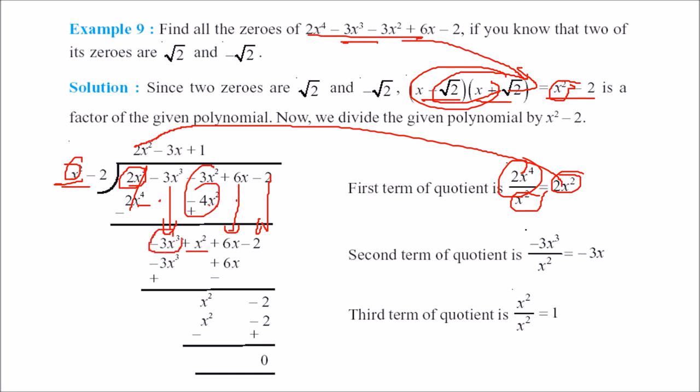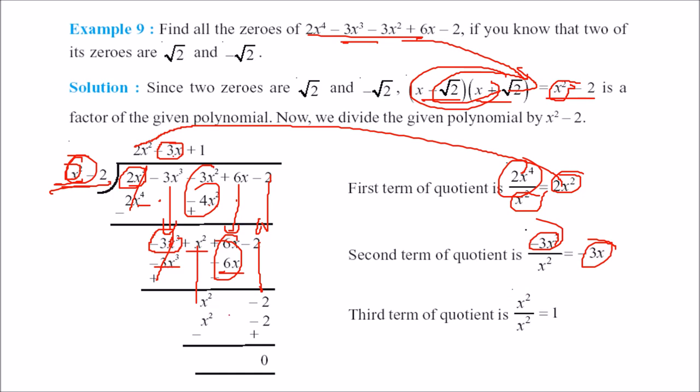Now this minus 3x square has come. Take minus 3x square divided by x square. What do you get? Minus 3x. Place minus 3x here. Multiply minus 3x by this and place it accordingly. So you'll get minus 3x cube, 6x. This gets cancelled out. This will be here. This will be here. This will be 0.